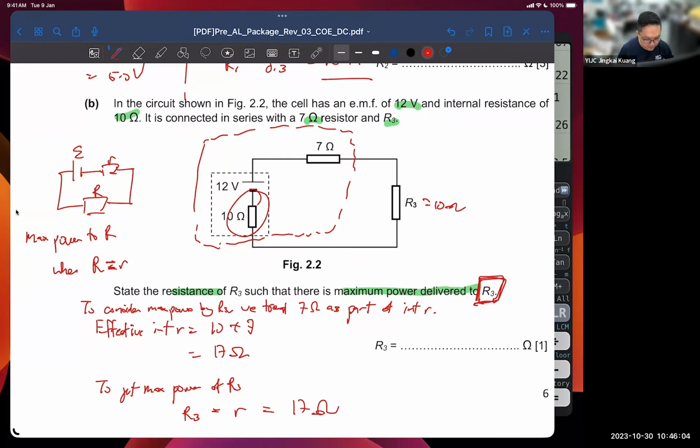Okay, this one I spent 20 minutes thinking about. I don't know what the answer would be if they gave a similar question, but put it in parallel. Parallel, as in 7 and R3 in parallel? Then maximum power across... wow, I never thought of that before.